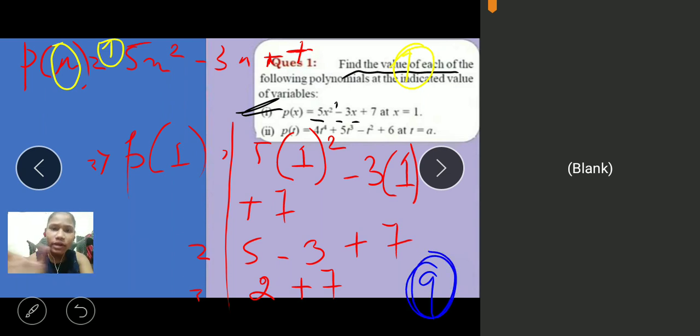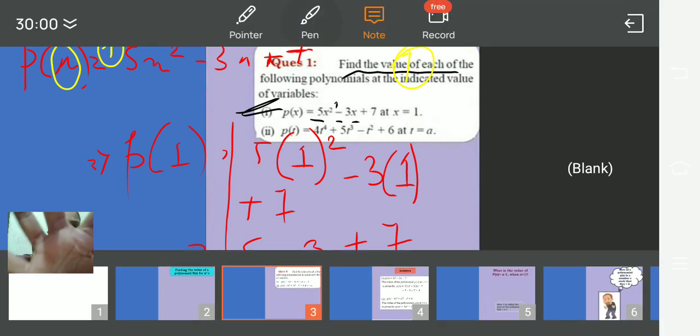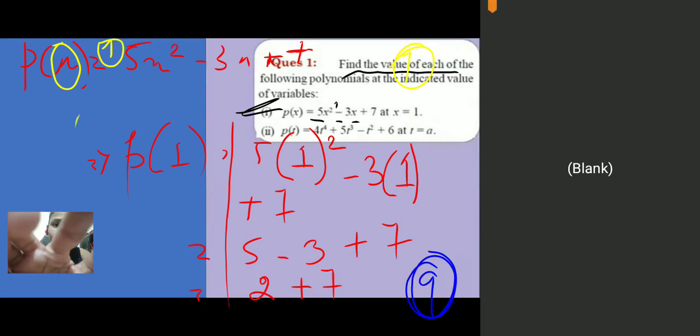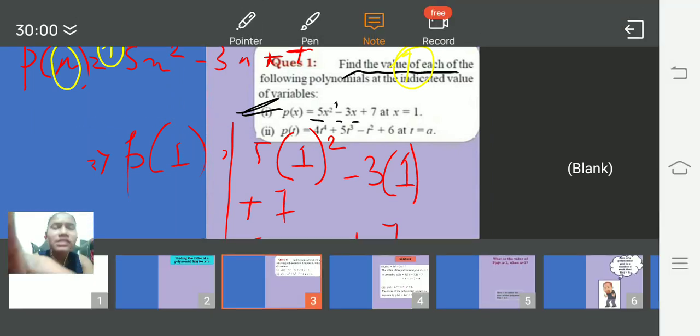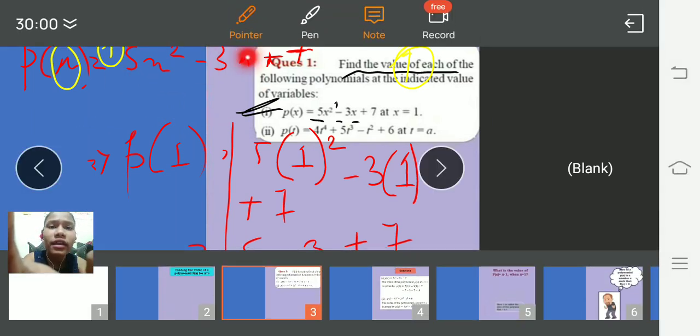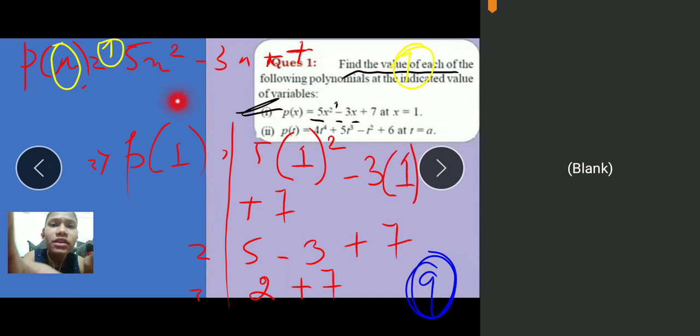Are you getting my point? This is a very simple point that you have to understand. We have the question to find the value of each of the following polynomials, and we have done the first question. It is really an easy question for you, isn't it?